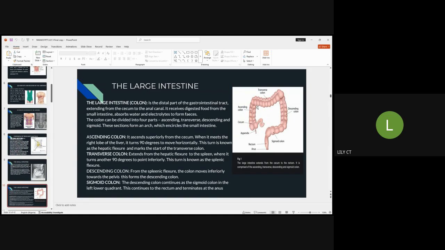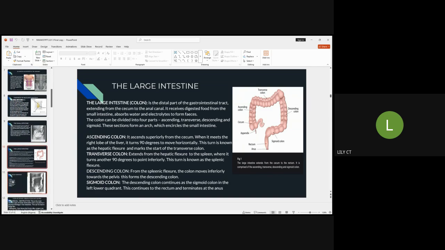The ascending colon continues from the cecum and moves upward where it meets the right lobe of the liver. So somewhere around here, it forms the hepatic flexure and moves horizontally, forming the transverse colon. Now, the transverse colon meets the spleen and forms the splenic flexure and then descends downward, forming the descending colon. Then the sigmoid colon is the continuation of the descending colon and it's located in the left lower quadrant, where it continues to the rectum and anus.